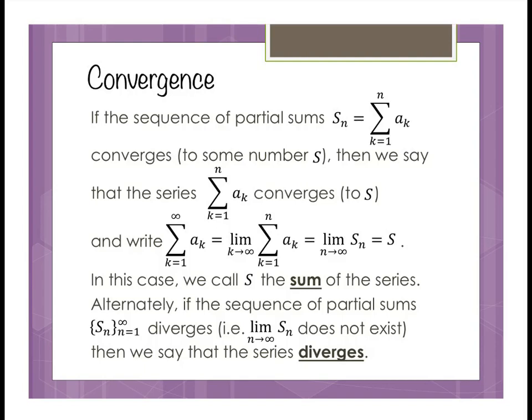So if we have a sequence of partial sums, this is the summation from k equals 1 to n of a sub k, so only a portion, we're not going all the way to infinity. But if this sequence of these sums converges to some value S, then if we were to write this same summation and it goes to infinity, it is the limit of this sequence of partial sums. We call S the sum of the series, and alternately, if we have a series that doesn't converge, then it diverges.